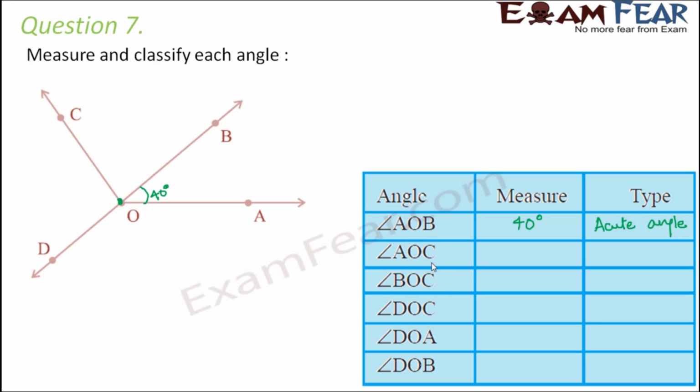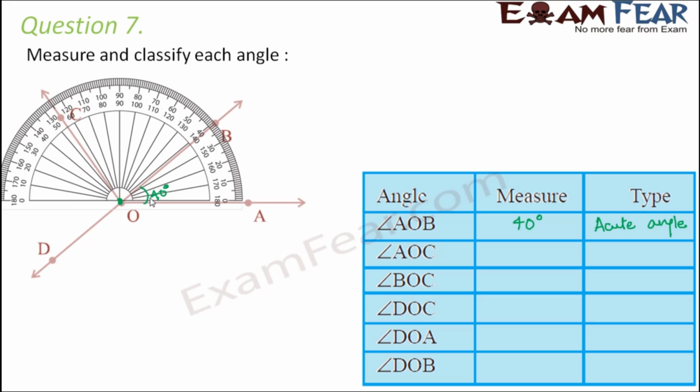Next one is angle AOC. So even for angle AOC, we will place the protractor in the similar way. And here if you look at angle AOC, you see this is angle AOC, right? This total angle. So this corresponds to 125 degree. So therefore angle AOC is 125 degree. So what type of angle is this? This is obtuse because it is greater than 90 but less than 180.